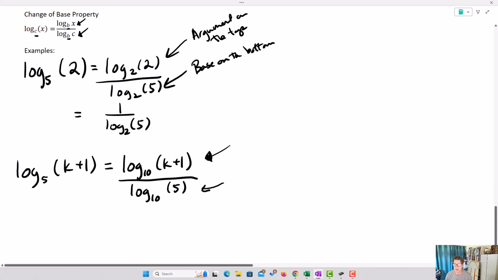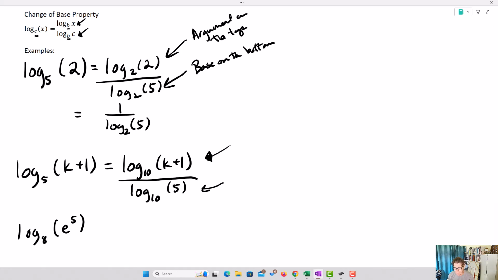Sometimes we're going to do this for something like the natural log, because natural log is a very common kind of logarithm. It shows up a lot, very handy in a lot of applications. And also, your calculator actually has natural logs on it, so you can go through and do calculations this way. So let's say, for example, I have now log base 8 of e to the 5th. Okay, so I've got log base 8 of e to the 5th. And we'll actually do a couple things with this.